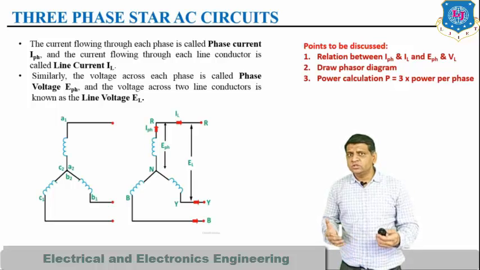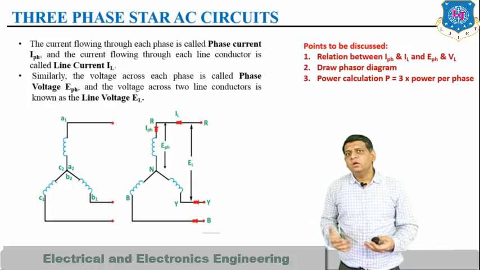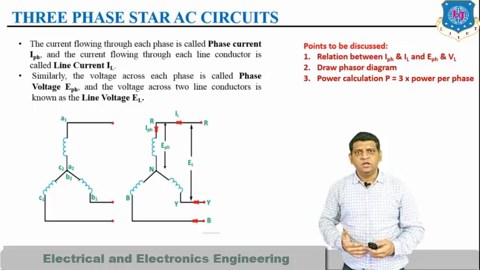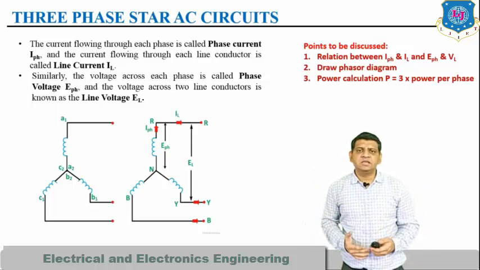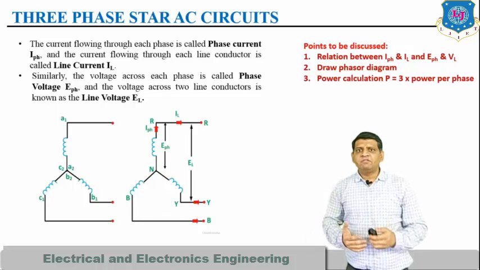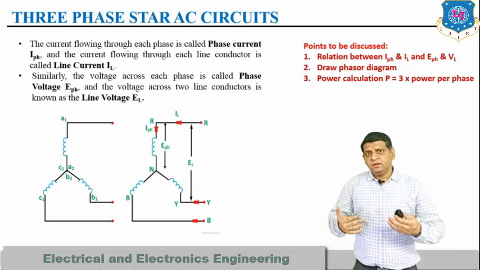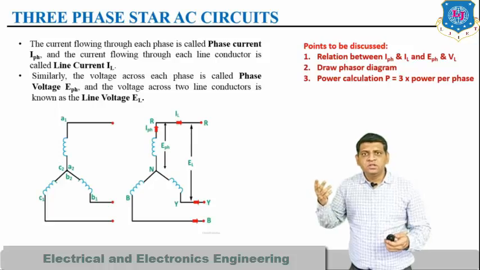Point number 2 is to draw the phasor diagram. Here we are not going to draw the waveforms. Point number 3 is the power calculation. The overall power of a three phase AC signal is the total power equal to 3 times the power per phase, right? So in the next part of the theory we need to discuss these three points.